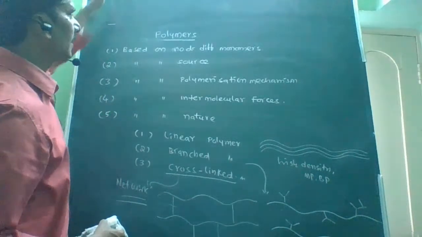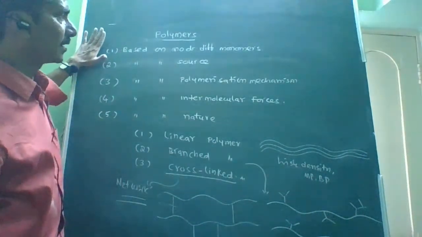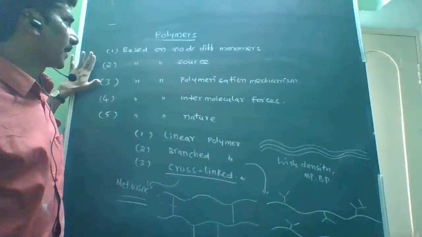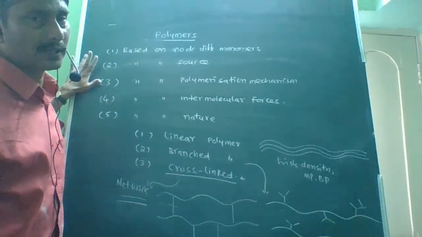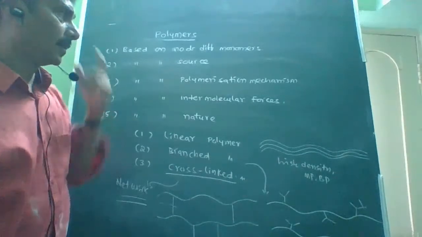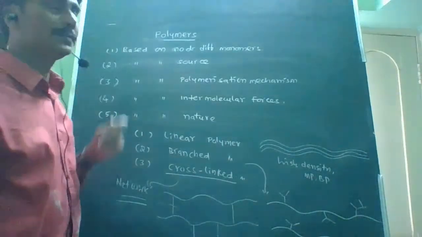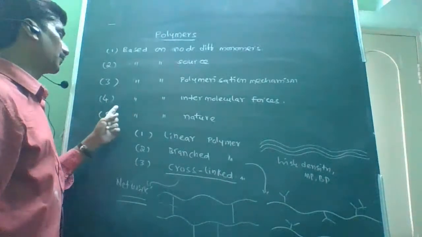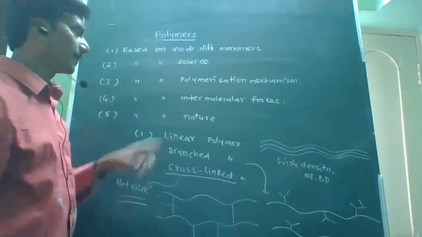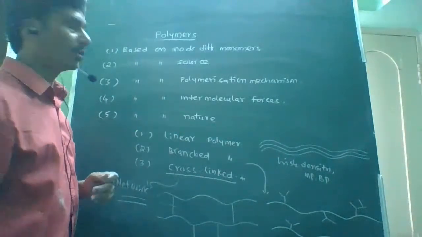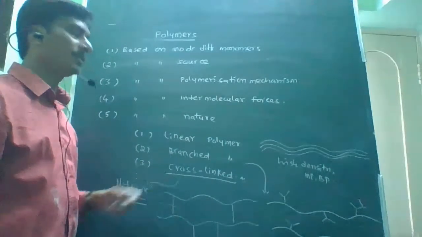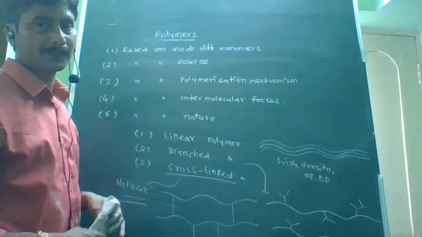So these all are the classification of polymers based on different monomers, homo and copolymer. Second one is source, natural, synthetic, and semi-synthetic. Third one, polymerization mechanism, addition and condensation polymer. Fourth one, intermolecular forces, elastomers, fibers, thermoplastic and thermosetting polymers. Nature, linear, branched and cross-linked polymers.